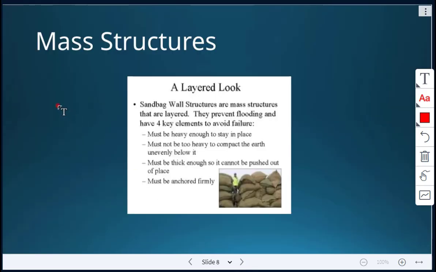Here we have sandbag wall structures. These are mass structures that are layered. They are used to prevent flooding. They have 4 key elements to avoid failure. They have to be heavy enough to stay in place, but not so heavy that the earth becomes uneven below it. They have to be thick enough so they cannot be pushed out of place, and they have to be anchored firmly.